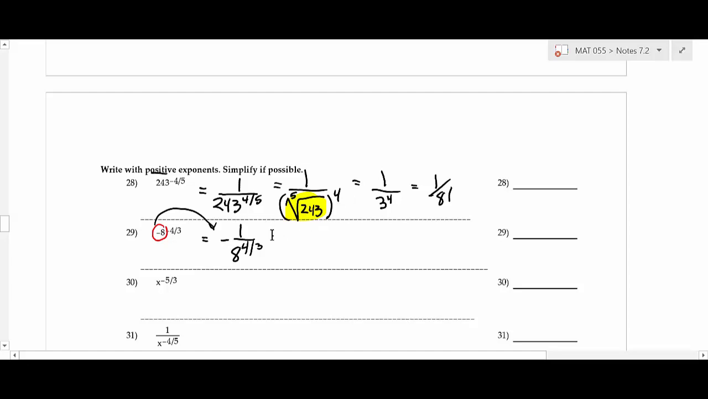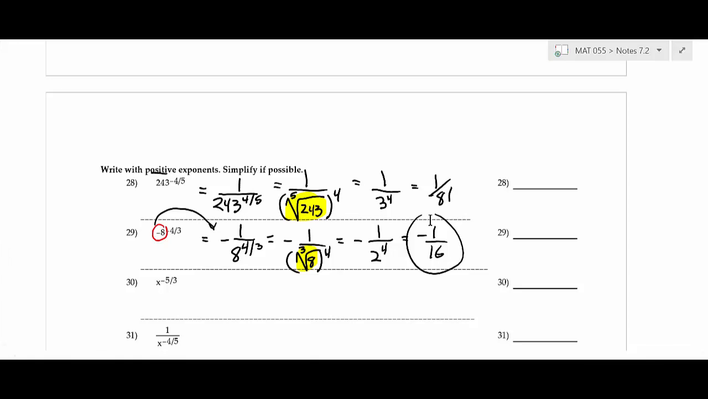Now if you work this out, you would have negative 1 over the cube root of 8, and then the whole thing to the 4th power. That's how that problem has to be put together. Then we could finish this up. What's the cube root of 8? 2. So you'd have negative 1 over 2 to the 4th. And then 2 to the 4th is 16, so that's the answer. You have to do that in that order, and you have to pay attention to that negative.